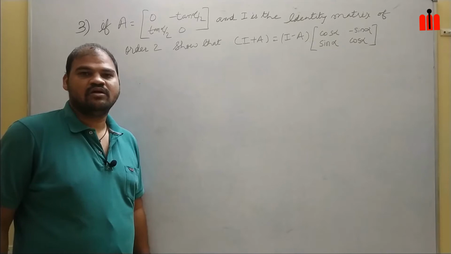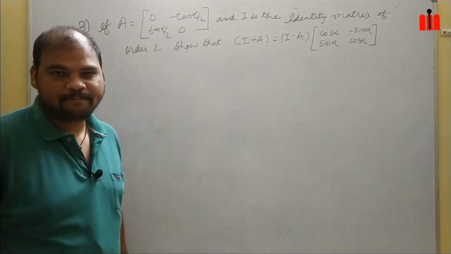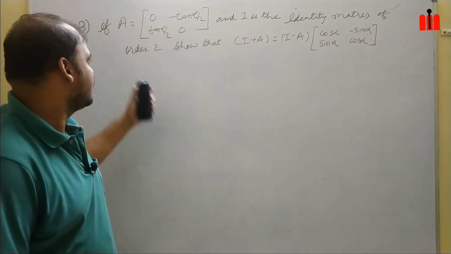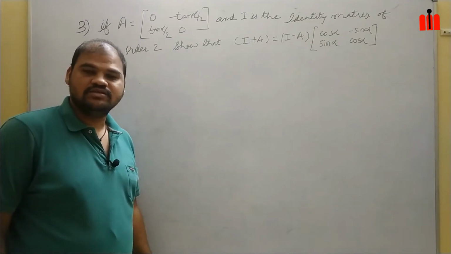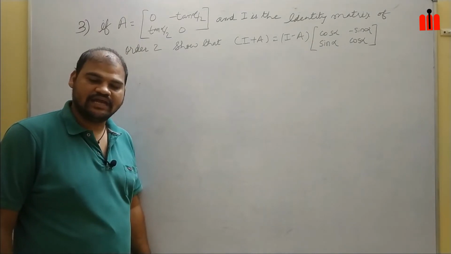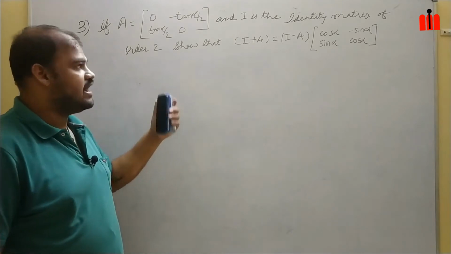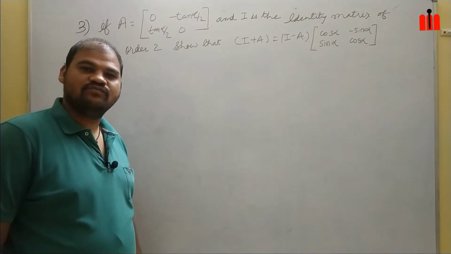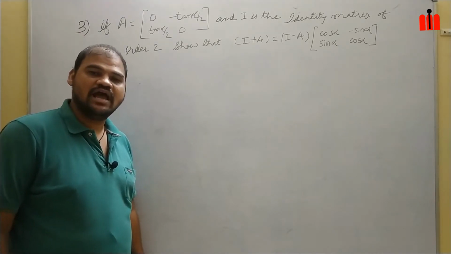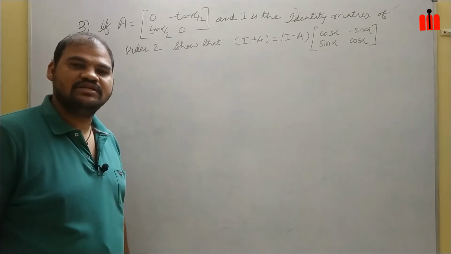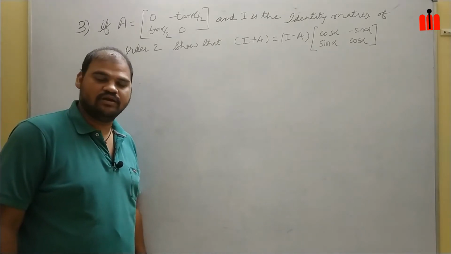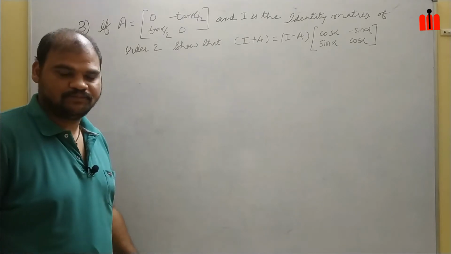Okay, let's move on to problem number 3. What problem number 3 says is, if A is 0, minus tan alpha by 2, tan alpha by 2, 0, and I is an identity matrix of order 2. Okay, what is I? I is an identity matrix of order 2. That means it is 1 0 0 1.